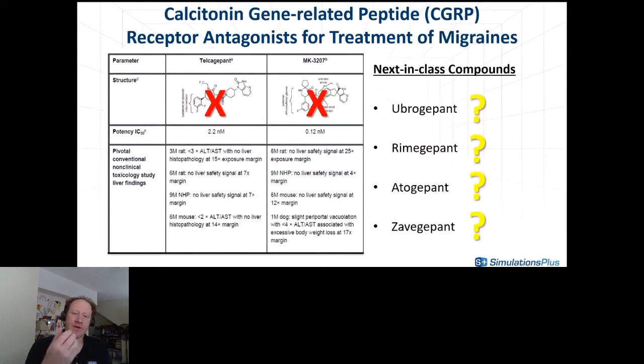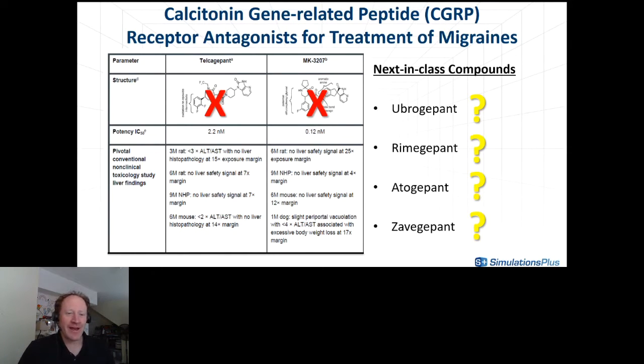These compounds are called calcitonin gene-related peptide receptor antagonists, or I generally just refer to them as the CGRP compounds. That might annoy our client a little bit, but it's less of a mouthful.